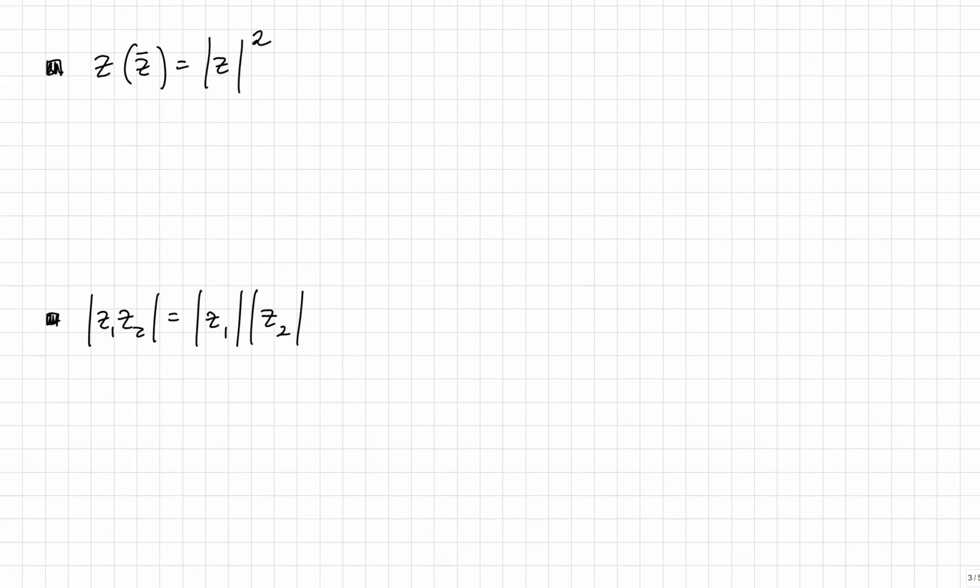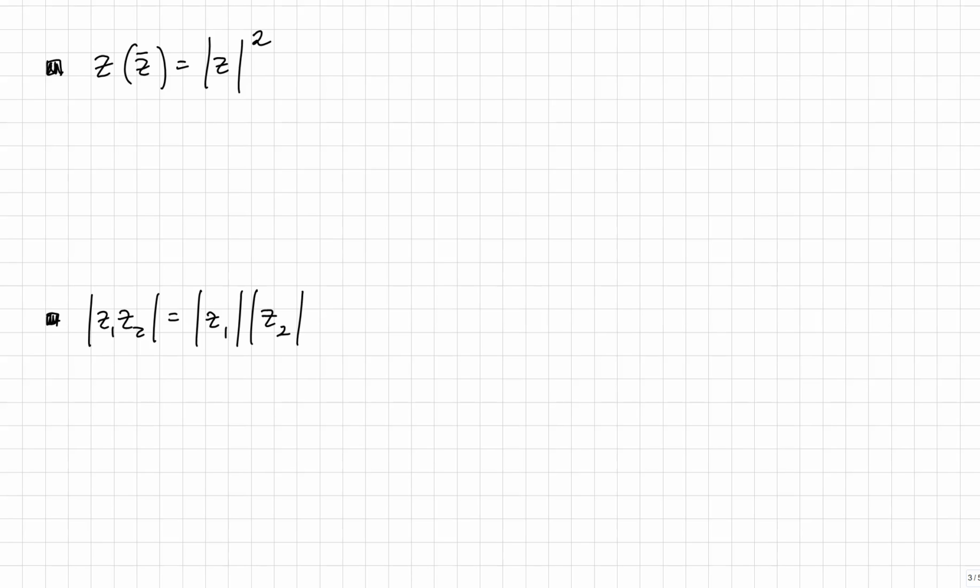So now let's go take a look at a couple more properties related to conjugates. This first one states that if you take a complex number z times its conjugate, it will be equal to the modulus squared. Or the other direction, the modulus squared is the same thing as a complex number times its conjugate.